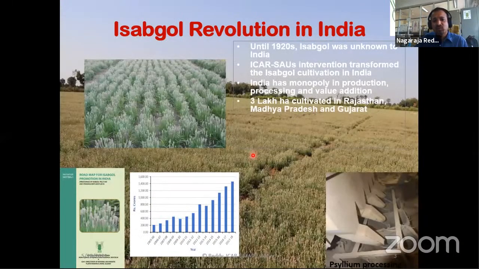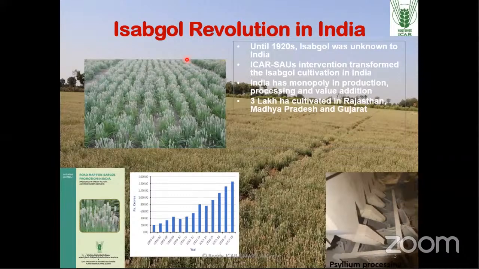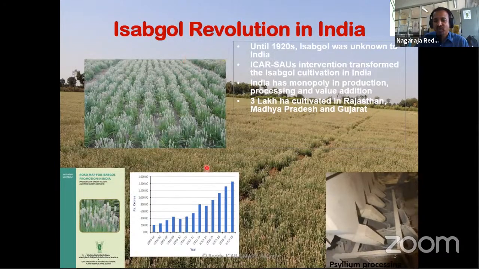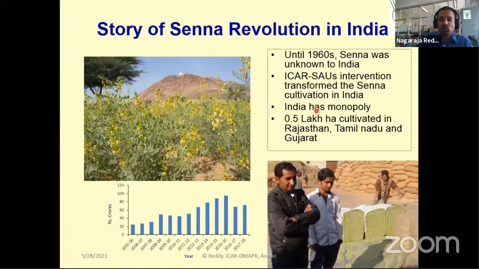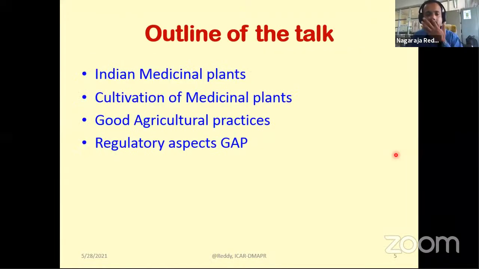We are responsible for Isabgul cultivation. Isabgul is one of the important medicinal plants cultivated in our country, and we are the pioneers in promoting its cultivation. You can see that we have created a revolution in the cultivation of Isabgul. Similarly, we are also working on and promoting Senna, an important medicinal plant, and we have created a revolution in its cultivation, especially in Tamil Nadu, the Tirunelveli and Virudhunagar districts, and parts of Rajasthan and Gujarat. We take credit for these two revolutions for the development of the community in the country. So this is in brief about my institution.